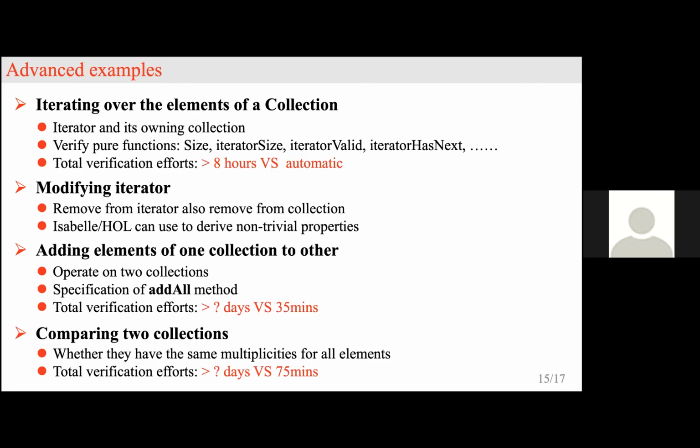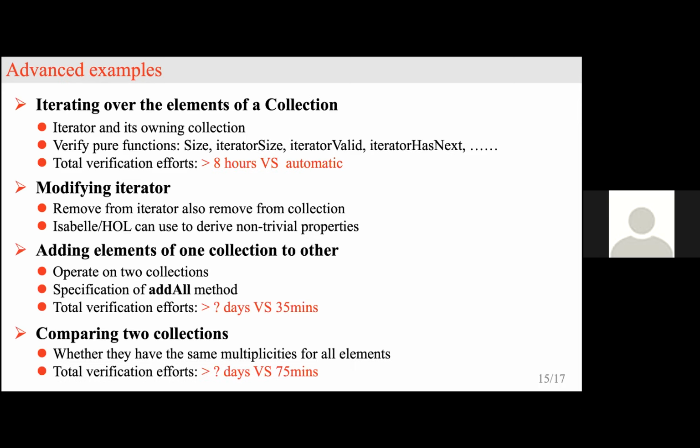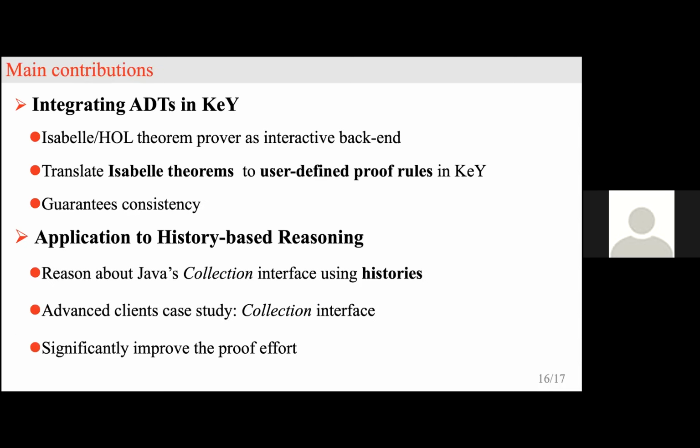For the third and fourth examples, the first one takes 75 minutes, and the last one also takes 75 minutes. But we did not verify this complex example in the previous approach, and we think it would take several days with the whole approach. The main contribution of our work is that we integrate ADTs in the KeY theorem prover, and we use the Isabelle theorem prover as an interactive backend, and we translate Isabelle theorems to user-defined proof rules in KeY. And actually, we guarantee our approach is consistent.